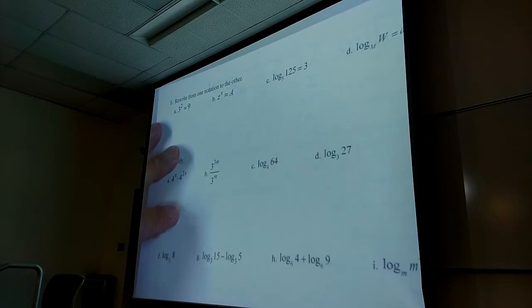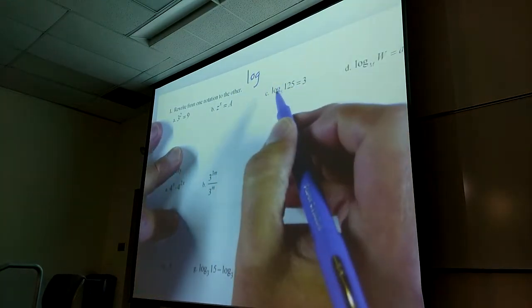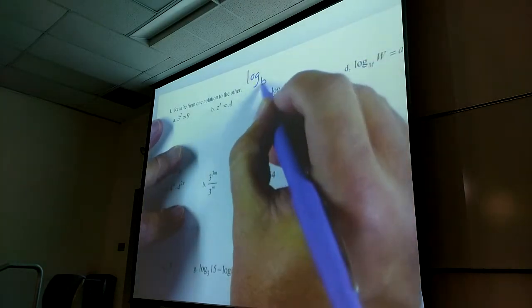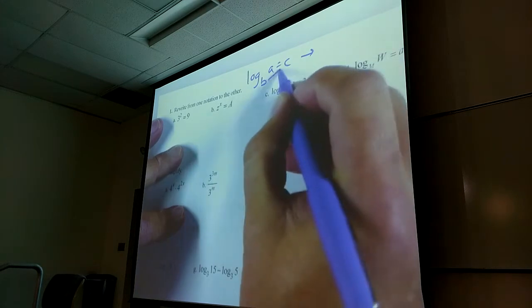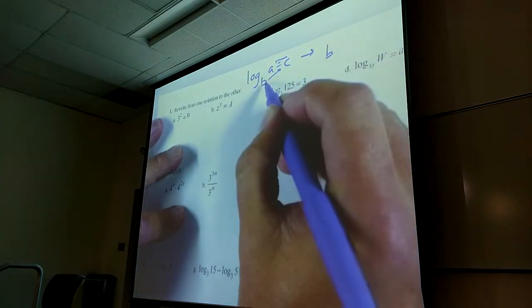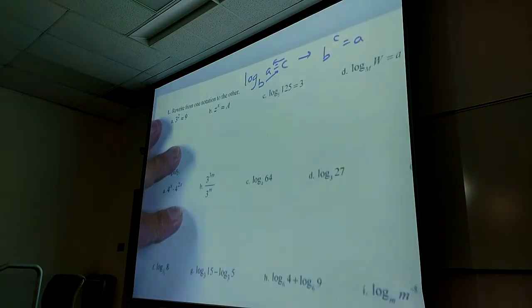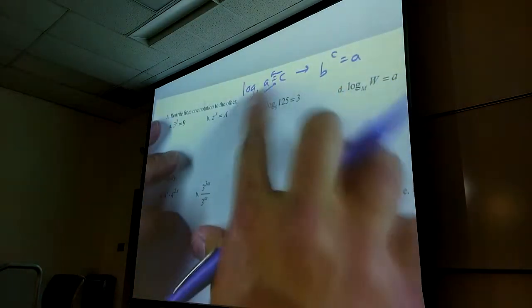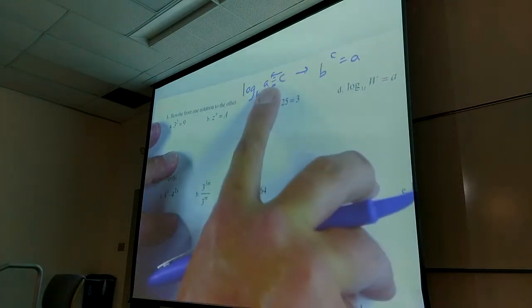Alright guys, so in general, you see this rule a few times throughout those handouts I gave out. Log base b of a equals c. I can rewrite that as b to the c equals a, because the answer to log is always the power you need on the base to become the argument.